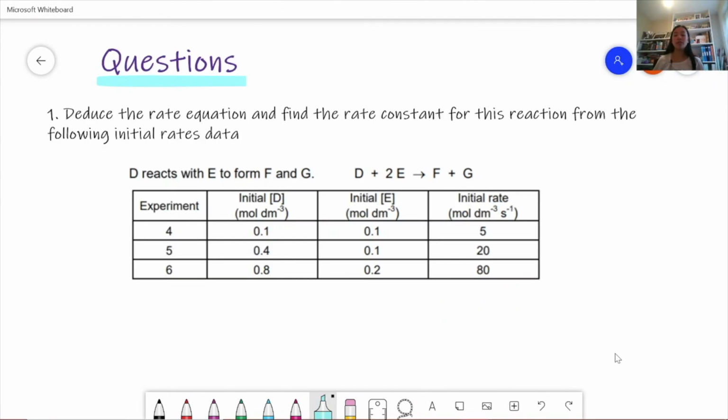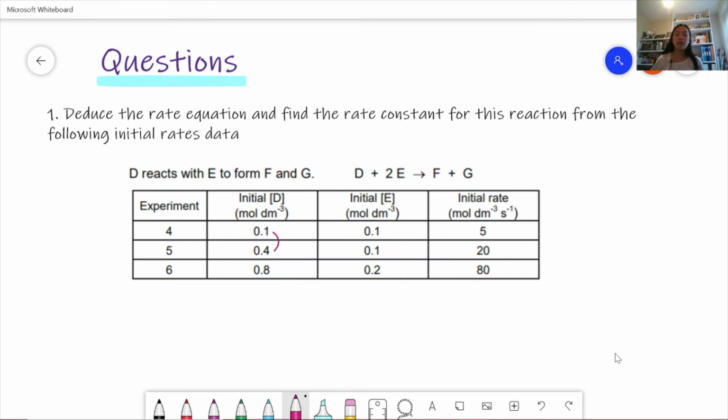So now we're going to look at some questions. For the first question, deduce the rate equation and find the rate constant for this reaction from the following initial rates data. Again, what we do first is try and spot where one of them changes and the other one doesn't change, to make it slightly easier. We can see that from experiment 4 to 5, the concentration of E doesn't change. They use 0.1 moles per decimetre cubed for both of them. And so I'm going to pick experiment 4 and 5.